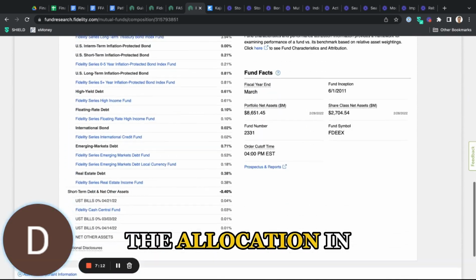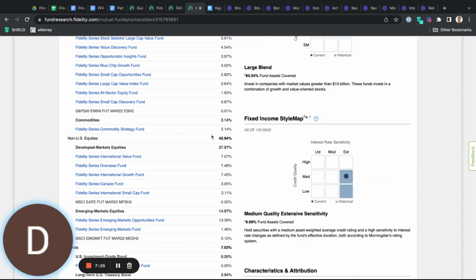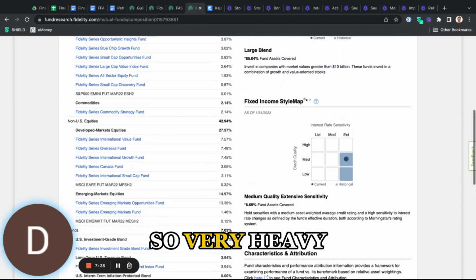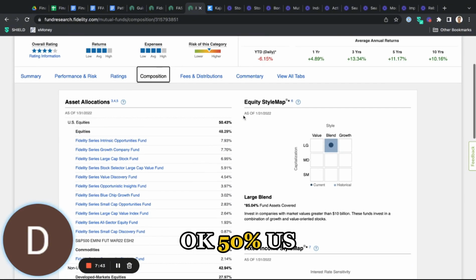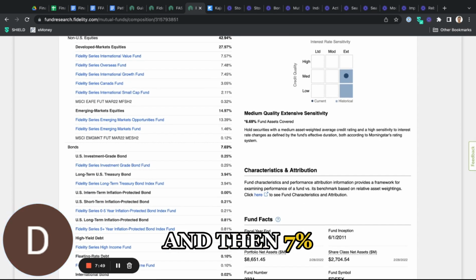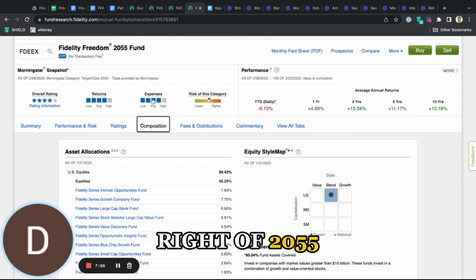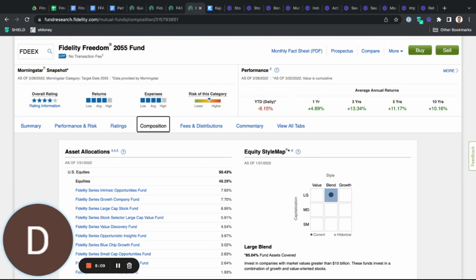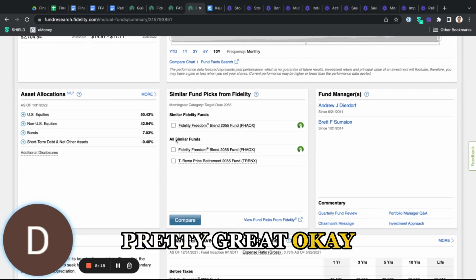So right now, the allocation in this one is 85% stock. So US equities is 50%, non-US equities 42%, bonds 7%, short-term and other basically zero. So very heavy weighting towards stock, and really, really heavy towards international stock too. Okay, 50% US, 43% non-US, and then 7% bonds. But over time, as you get closer to that date of 2055, your estimated retirement date, then they are going to shift the allocation and drop equities in favor of bonds. So they're going to make that shift for you. Okay, so pretty nice. It's all taken care of. You literally don't have to think about anything. Pretty great. Okay, so there's the mix right there.